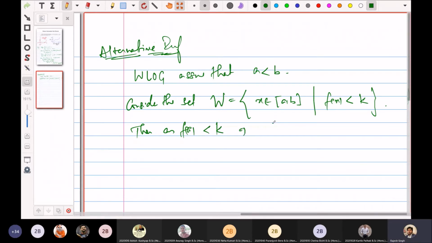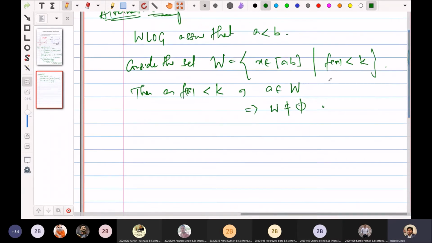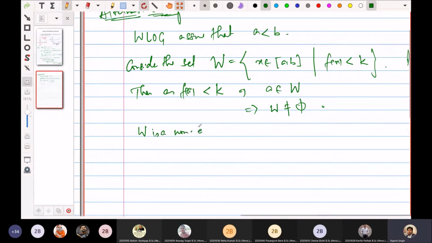So as f of a is less than k, this implies a belongs to W. So this implies W is non-empty, right? So we have W a non-empty bounded set. Why is it bounded? Because it is a subset of the closed interval AB, right? That is why we fixed a and b, and assumed a is less than b, because we want W to be a bounded set. So W is a non-empty bounded subset of R, a subset of AB.